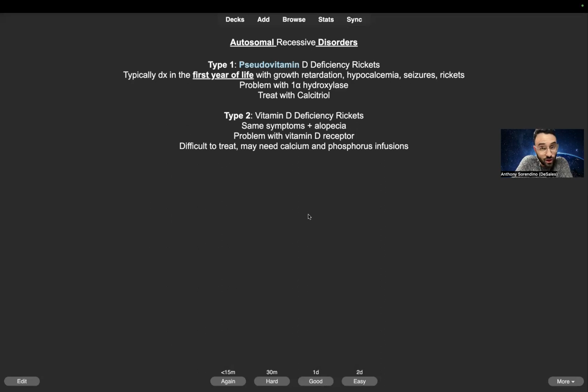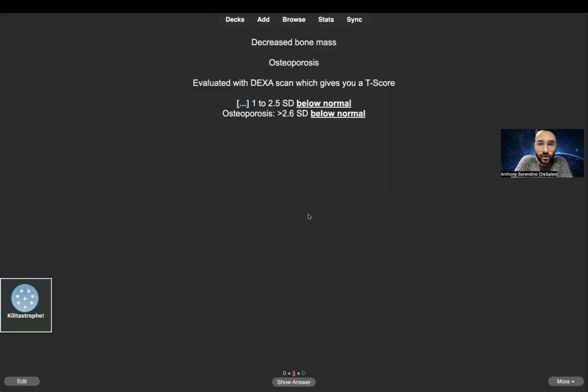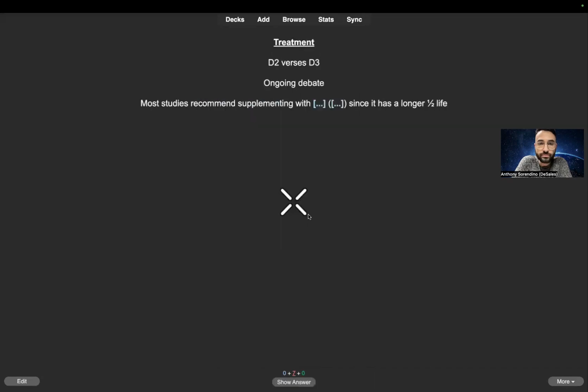Hypocalcemia makes sense, right? If not enough vitamin D, seizures, rickets, which I think rickets normally happens in like the first year anyway, right? Osteopenia, think about this for a second. Yep, it is 1 to 2.5 below. Most studies recommend supplementing with just like D2 versus D3 in general. So when we're not talking about calcitriol for renal patients, it's like 50,000 IU of what?